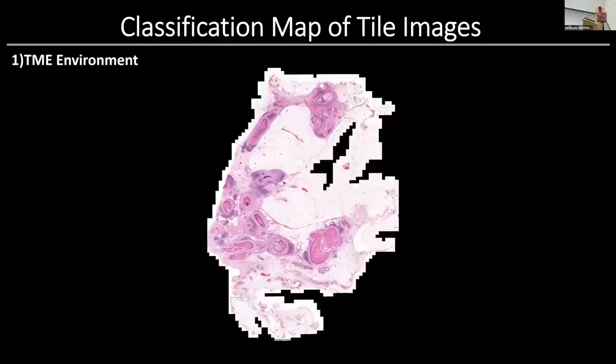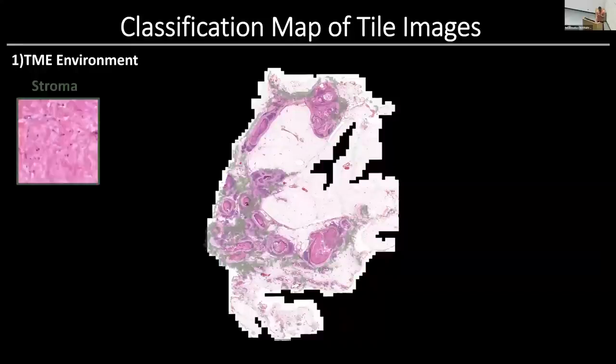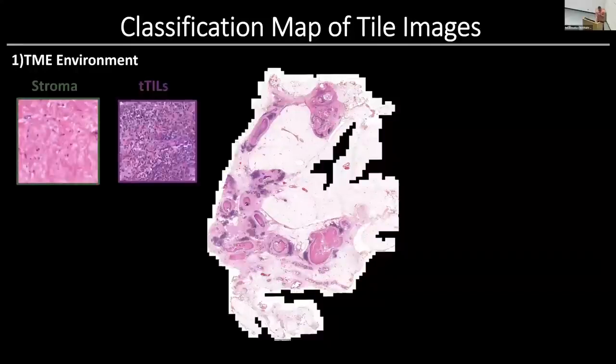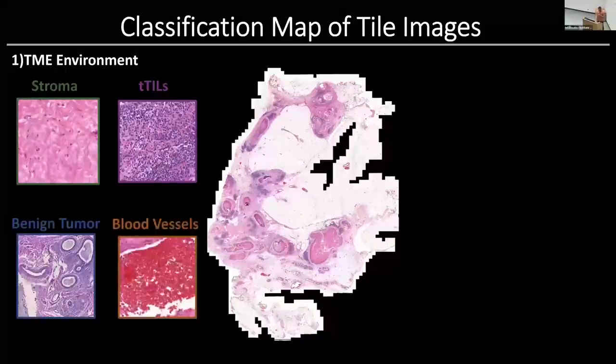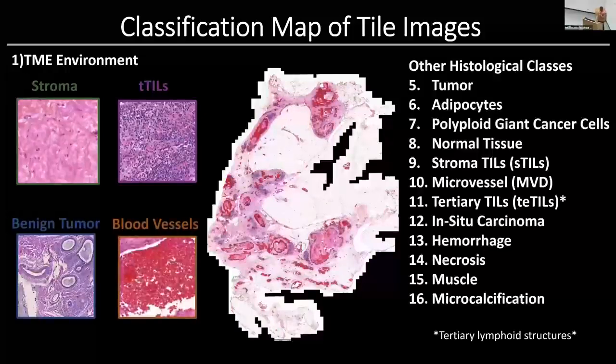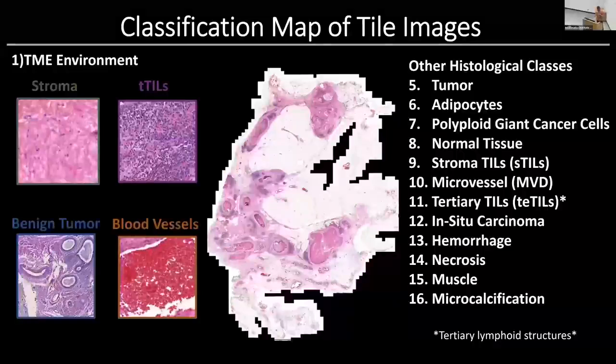We were trying to capture the tumor microenvironment, so we annotate for those different regions. In this example here, you see stroma in green, you see tumor TILs in purple, you see benign tumor in blue, and you also see blood vessels in red. We have 16 total classes, and we have two pathologists that annotate it.